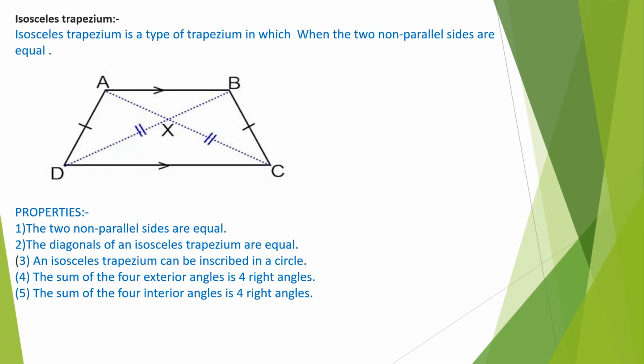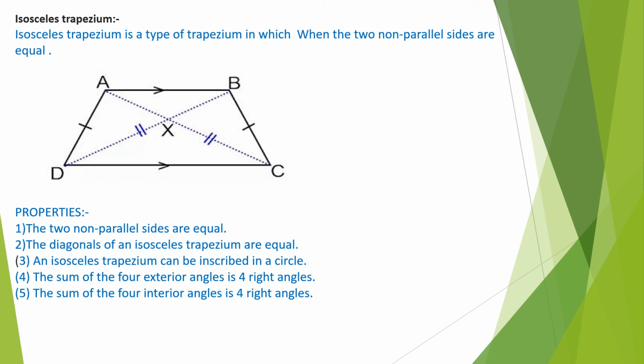Now let us know about the isosceles trapezium. An isosceles trapezium is a type of trapezium in which the two non-parallel sides are equal. See, as a property of trapezium, the non-parallel sides are unequal. If the non-parallel sides AD and BC are equal in measure, then the trapezium is considered as an isosceles trapezium.